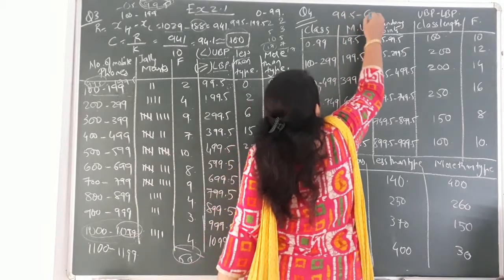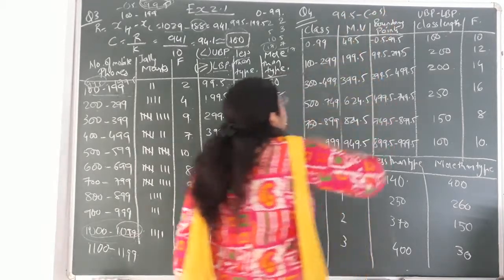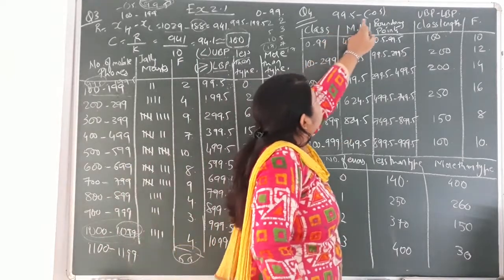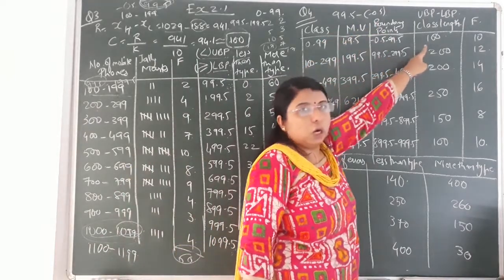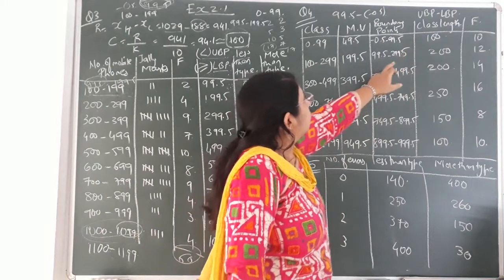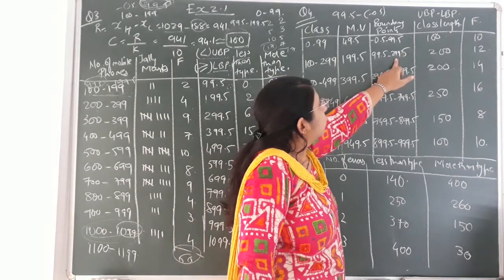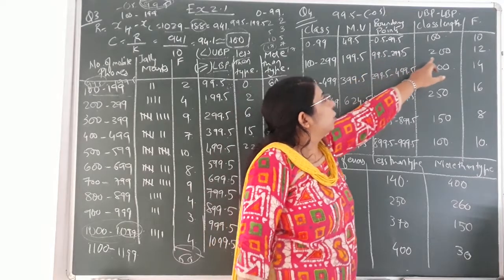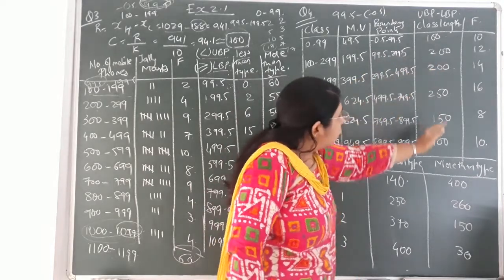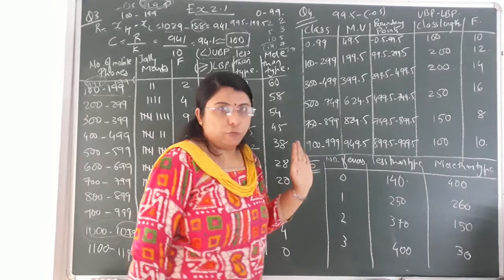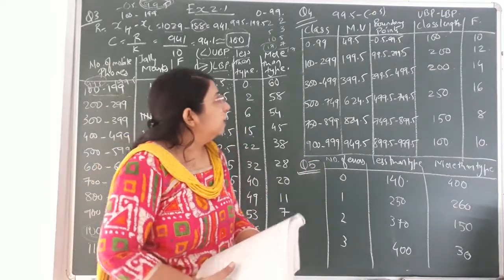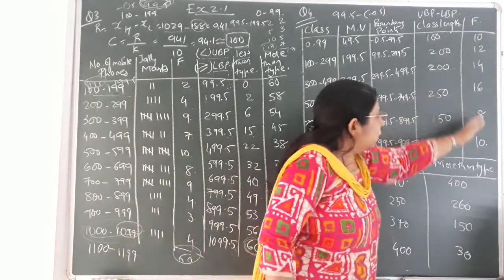99.5 minus minus 0.5, so it would be minus plus. So 99.5 plus 0.5 would come to 100. In the same way for the next one, the upper boundary point is 299.5. 299.5 minus 99.5 would come to 200. And so on, you will find the class length of all. And the last column, the frequency, is already given to you in the question, and I have written it as it is.